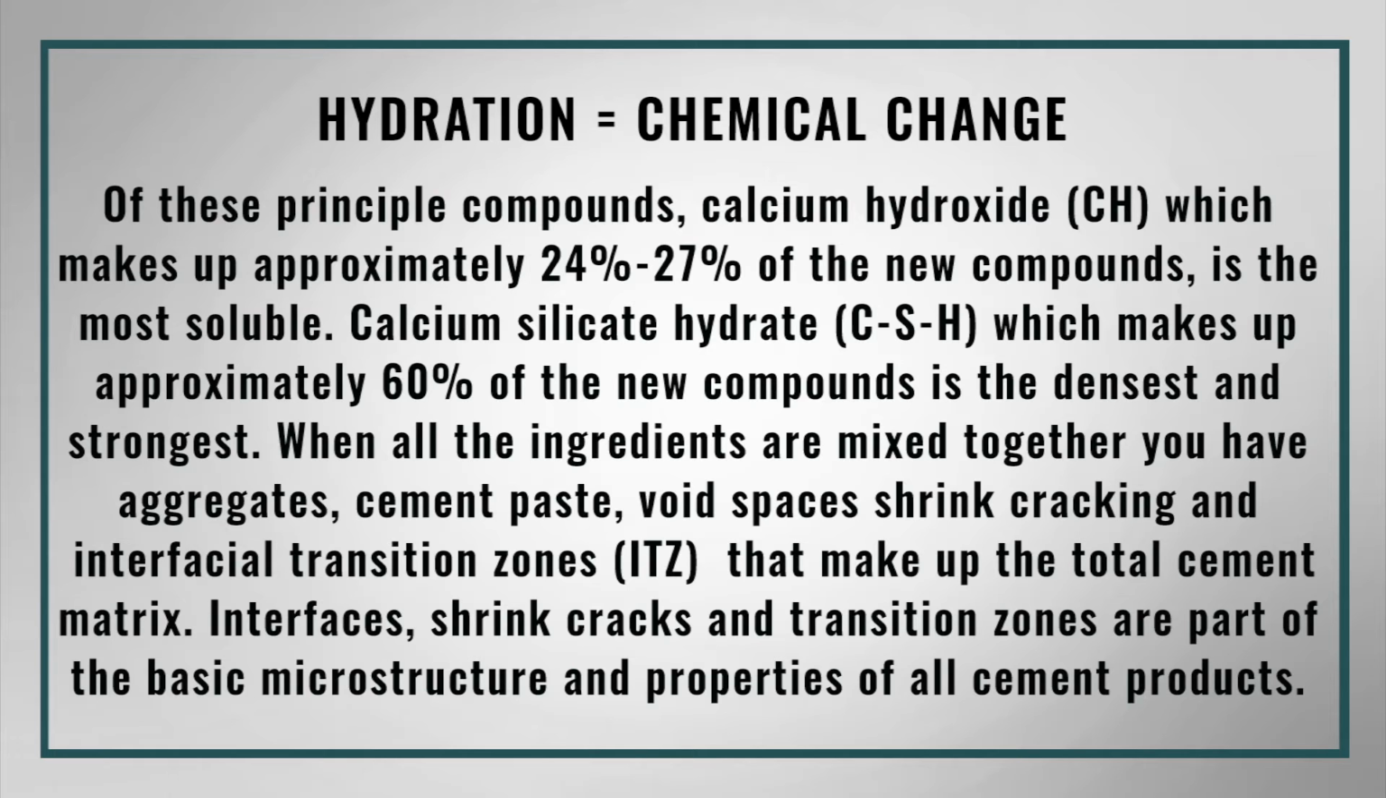When you mix all these ingredients together, you have the aggregates, the cement paste, and you also have little void spaces, little shrink cracks, and what we call an interfacial transition zone, or an ITZ. And that basically makes up the total cement matrix. The interfaces, the shrink cracks, and the transition zones are all part of the basic microstructure and properties of cements.